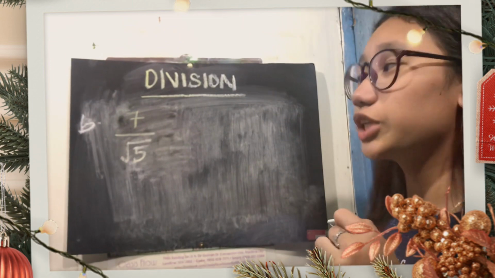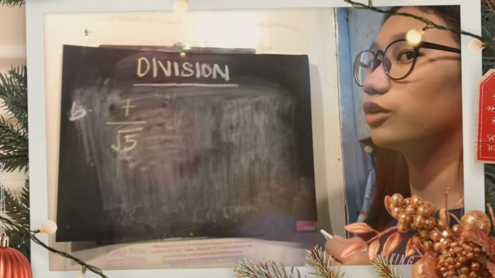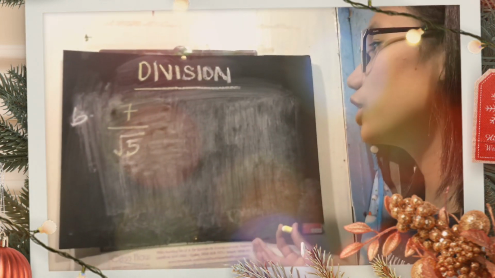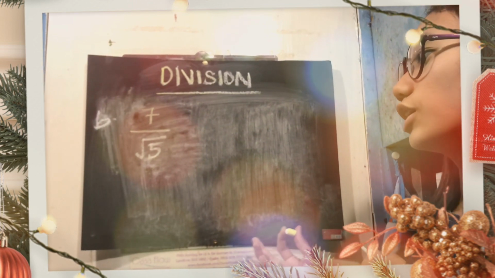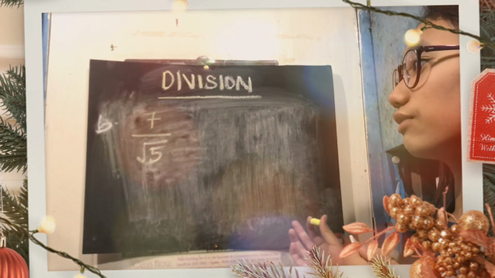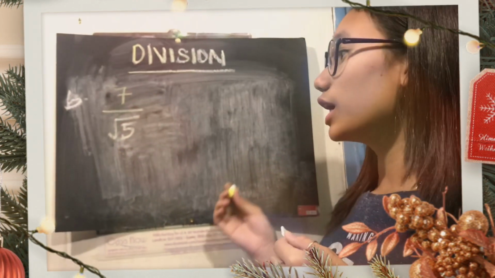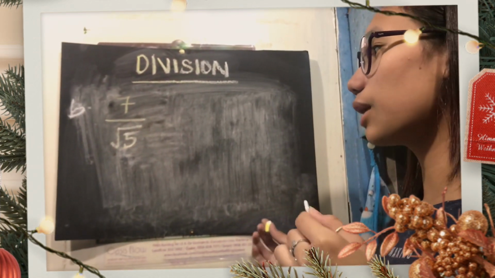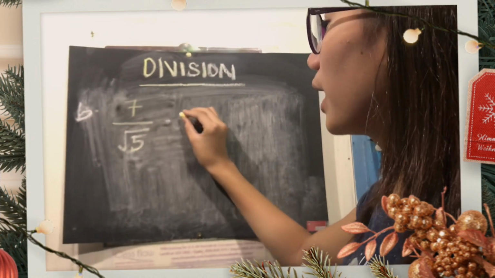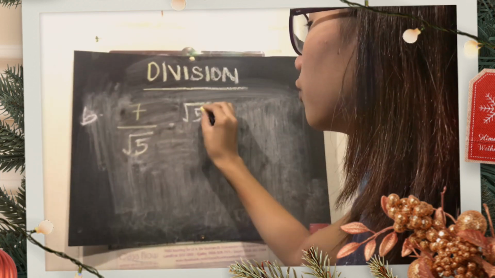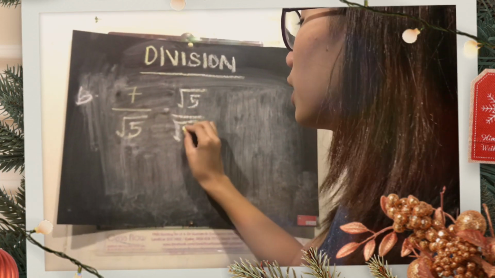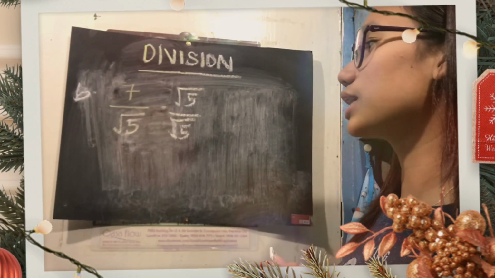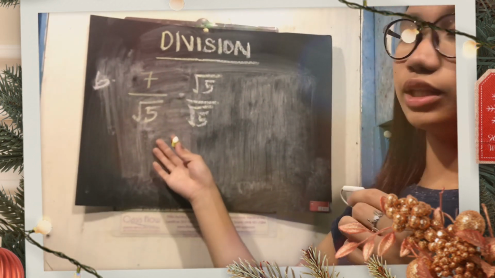Now, let's proceed to the second example of division. We have here 7 over square root of 5, or 7 divided by square root of 5. In this case, we need to rationalize the denominator, or multiply it by square root of 5 over square root of 5 in order to remove the radical sign located in the denominator.